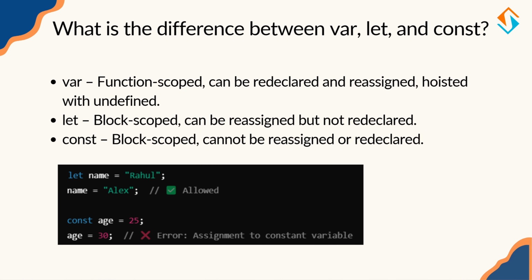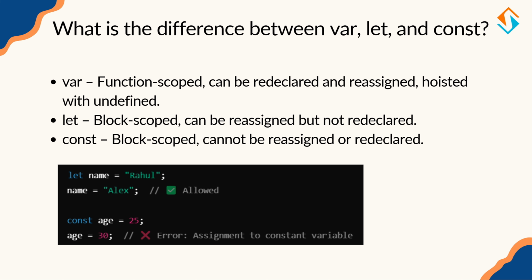Next question is, what is the difference between var, let and const? Okay. A classic JavaScript question. These three are used to declare variables, but they behave differently. Var is function scoped and is hoisted, meaning it is moved to the top of the function before execution, but it is not recommended due to potential issues.